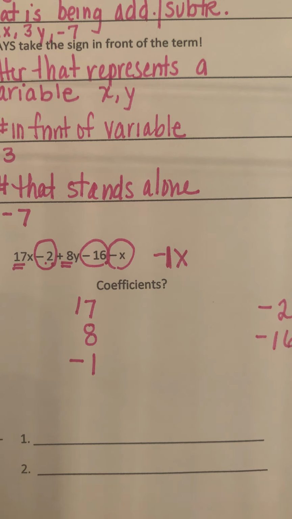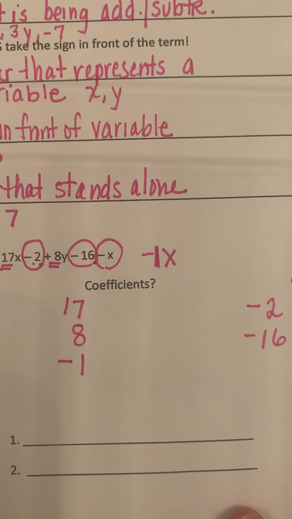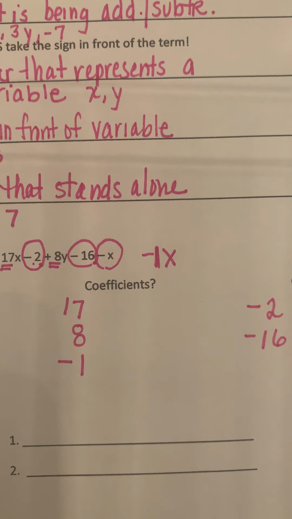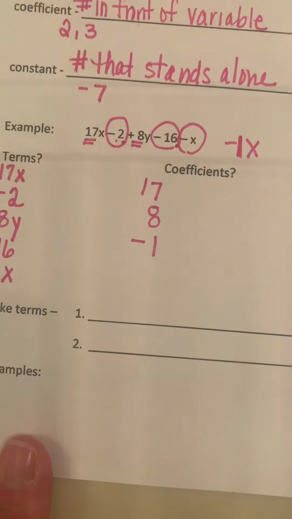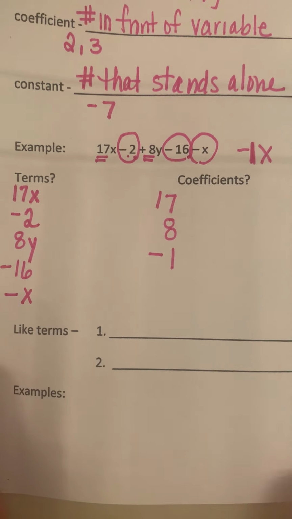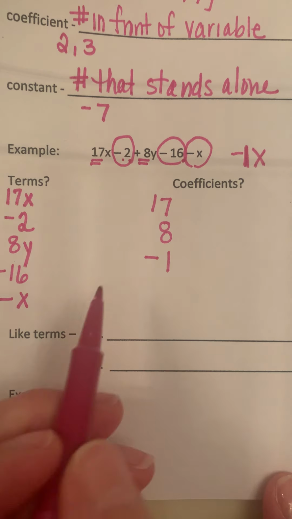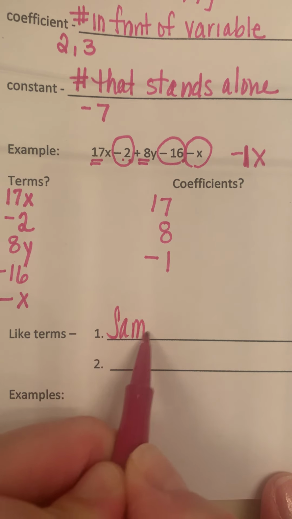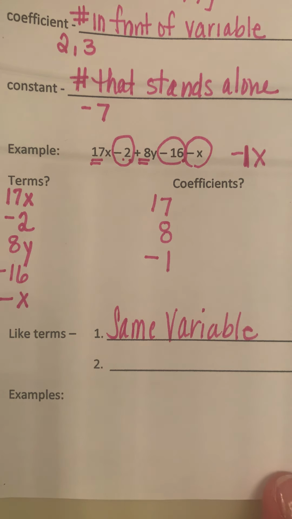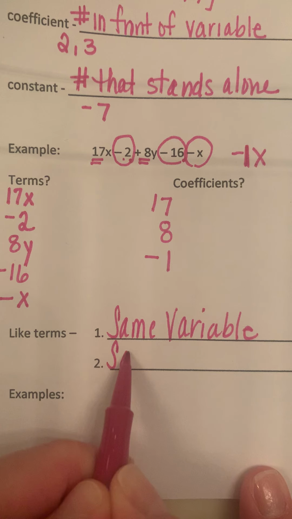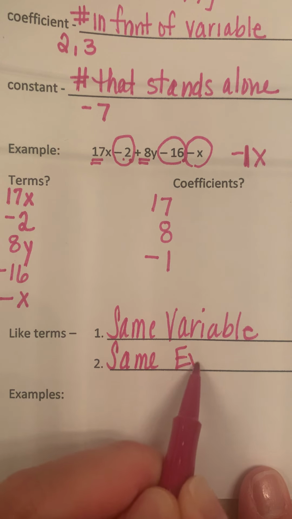Now that we talked about the parts of expressions and equations, we're going to look at like terms. If two terms are like, or more than two, they have two things in common. The very first thing is they have to have the same variable. They both have to be both x's or both y's or both w's or both x squares, but they have to have the same exact variable. But they also have to have the same exponent.